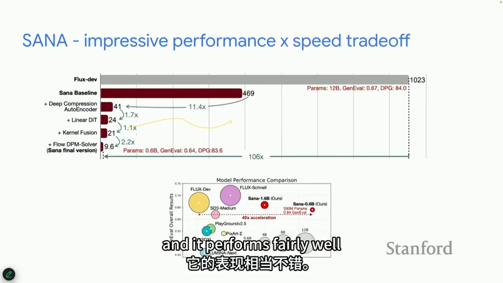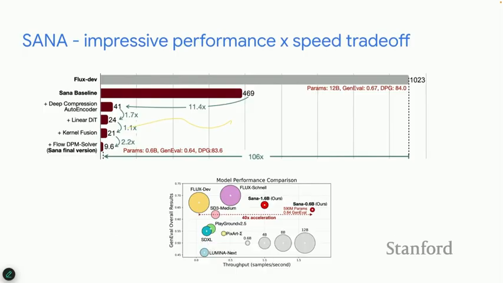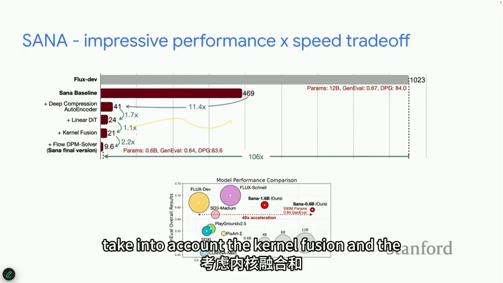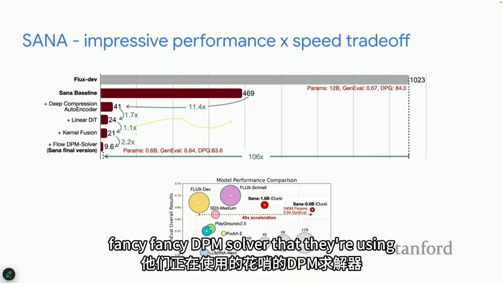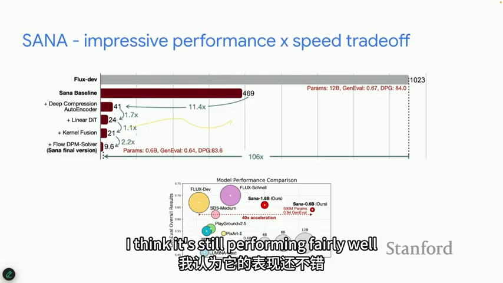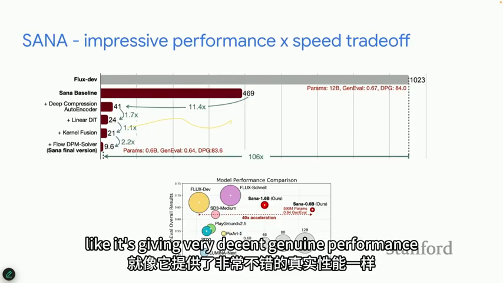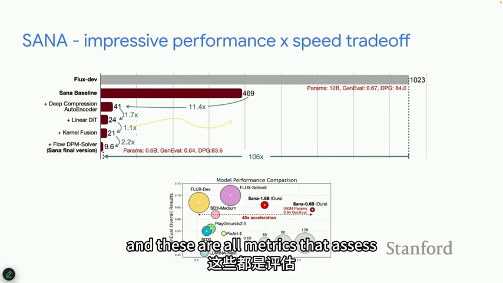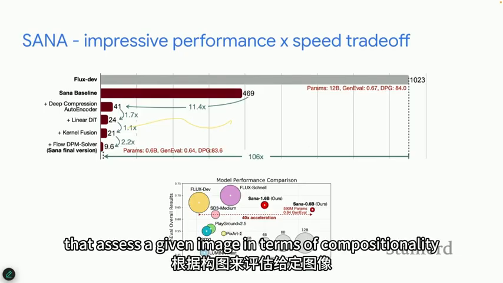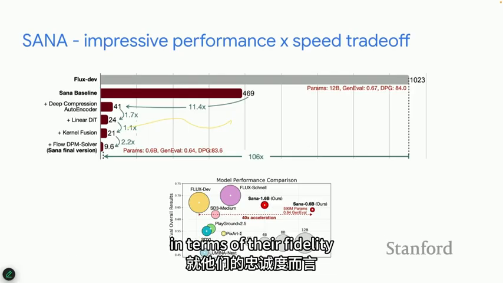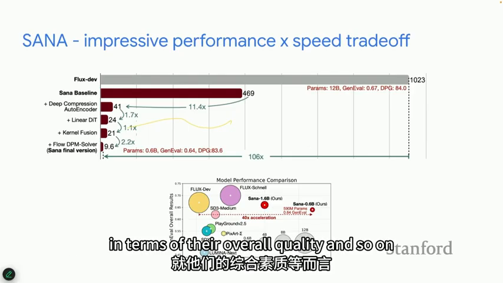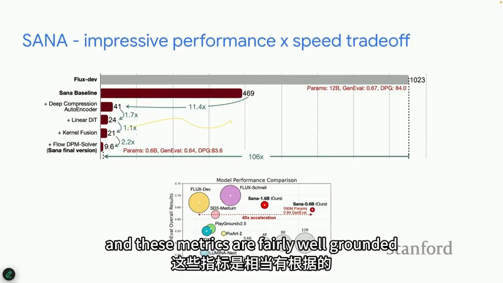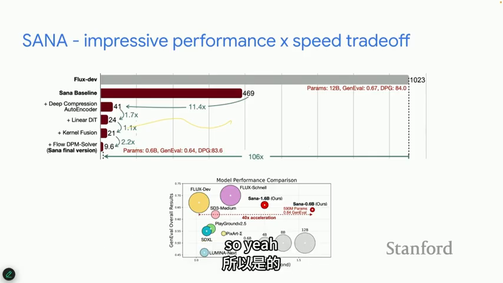And it performs fairly well. For its compact size, it performs fairly well. I must say that we shouldn't take into account the kernel fusion and the fancy DPM solver that they're using. But up until the fourth row, I think it's still performing fairly well. It's giving very decent GenEval performance. It's giving very decent DPG performance. And these are all metrics that assess a given image in terms of compositionality, in terms of fidelity, in terms of overall quality, and so on. And these metrics are fairly well grounded in terms of reality. So yeah.